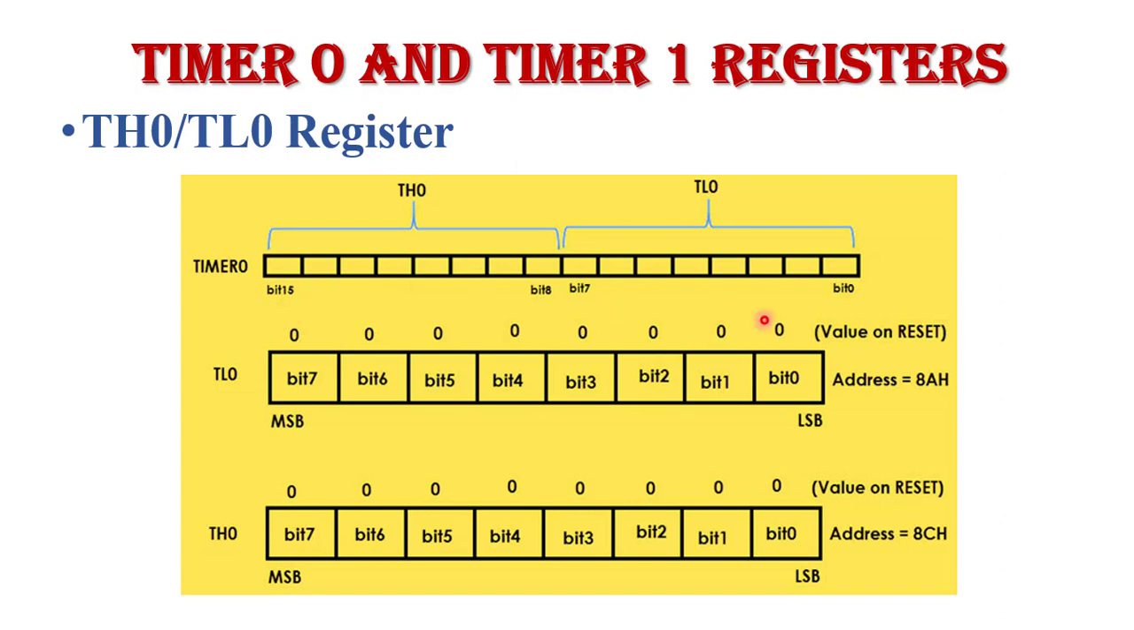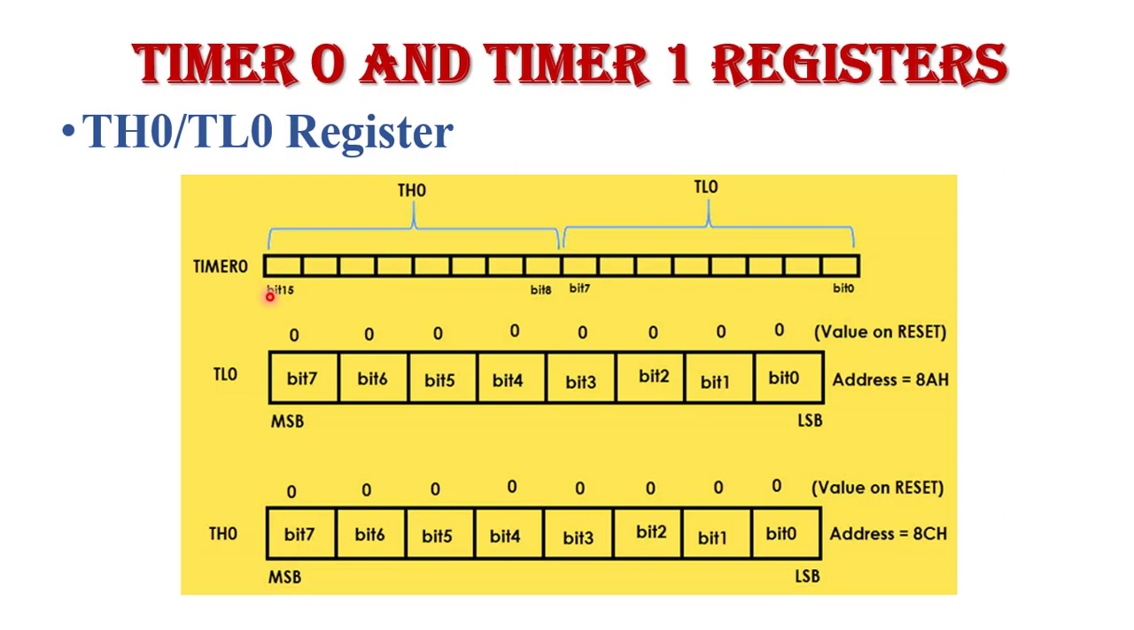This 16-bit timer register is divided into two 8-bit registers, because we know that the 8051 microcontroller is an 8-bit microcontroller. So this 16-bit register is accessed as two separate 8-bit registers, that is the TH0 register and the TL0 register. TH stands for the higher byte of the timer 0 register and TL stands for the lower byte of the timer 0 register. So if we have a total of 16-bit data, we can use the timer 0 16-bit register. But if we have 8-bit data, we can use the TL0 register or the TH0 register.